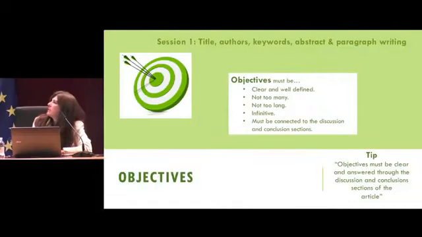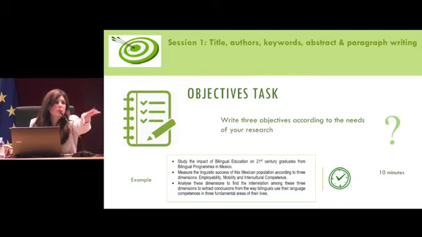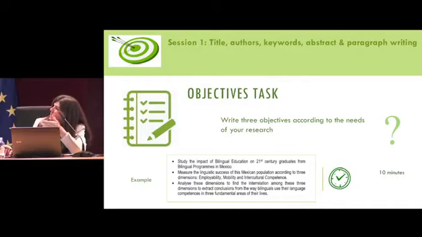So this is about objectives. That will be the task that we will be doing. Write 3 objectives according to the needs of your research. I think in your minds you got clear what you would do in these mock articles that we are planning, okay? So in this case, for instance, the example: study the impact of bilingual education on 21st century graduates from bilingual programs in Mexico. Another one was measure the linguistic success of this Mexican population according to the 3 dimensions, employability, mobility, and intercultural competence.